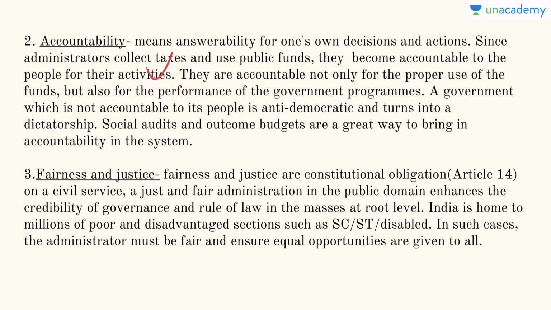A government which is not accountable to its people is anti-democratic and turns into a dictatorship. And social audits and outcome budgeting are a great way to bring in accountability in the system. Then you have fairness and justice. So Article 14 is a constitutional obligation on the civil service. You have to have a just and fair administration, because we are full of millions of poor, disadvantaged sections such as SC, ST, disabled, old, female, children. In case it is not just and fair, then it will not be able to do justice.